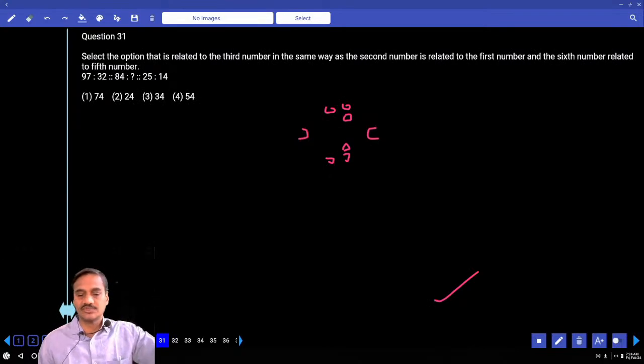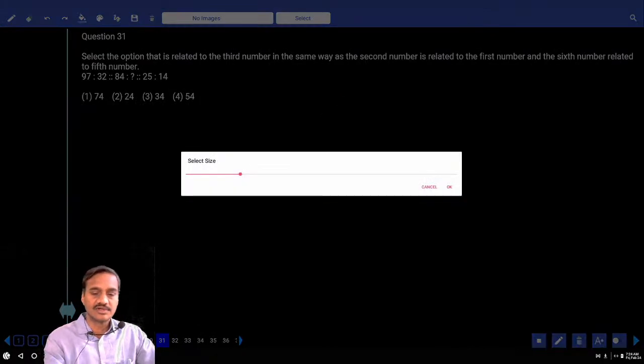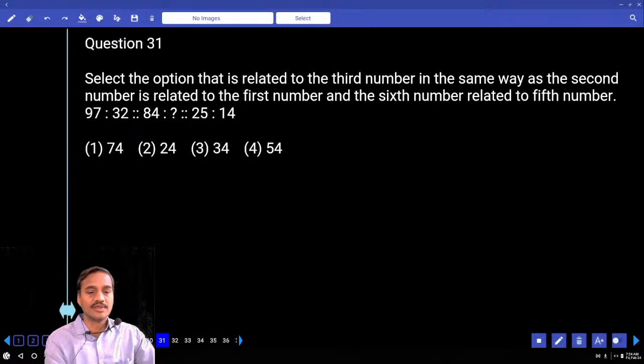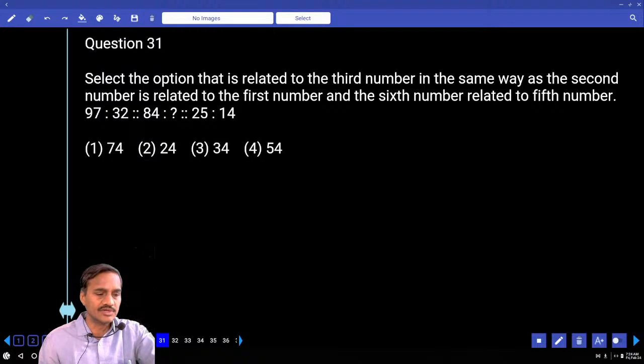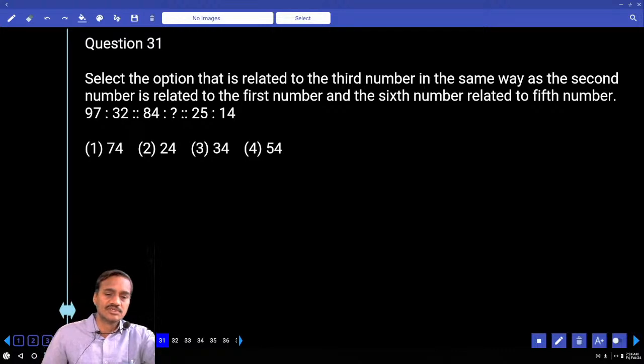Then coming to question number 31. Now in this 31, 97, 32, and 84 and so on. 97, 32, and 25, 14, and this one. 14 is 28 if we do into 2, into 2 minus 3. Are you getting any answer here? No. The next one, 97, 25, and 14, if you observe here: 2 plus 5, 7 into 2, 14. 9 plus 7, 16 into 2, 32. And 8 plus 4, 12 into 2, 24.